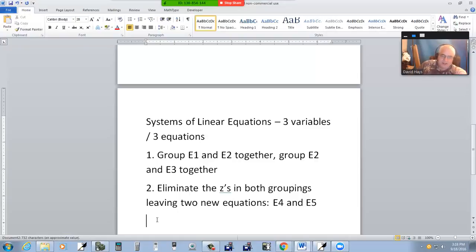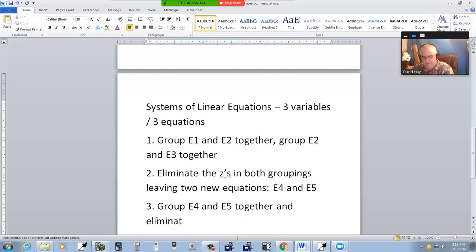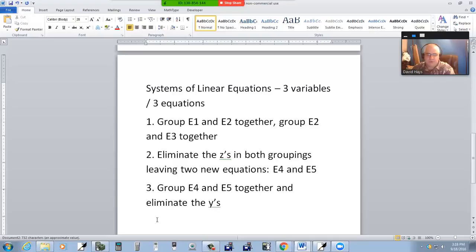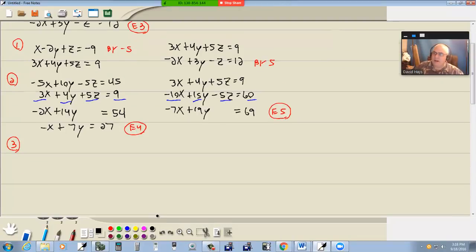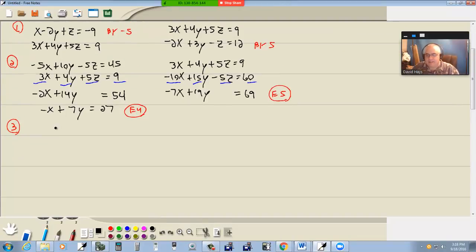Okay. We had just eliminated the z's in both groupings, leaving 2 new equations. Step 3. Group E4 and E5 together and eliminate the y's. Now I put it this way just so I can specifically say in a step-by-step approach what you're supposed to do. But it actually doesn't matter what variable you eliminate. The variable that's easiest is usually what you pick. I'm going to eliminate the y's just so we have a step-by-step.